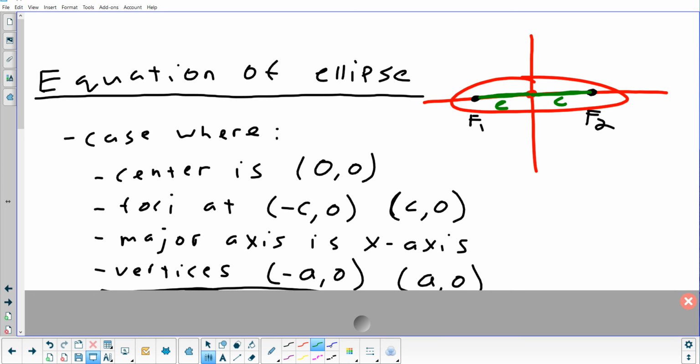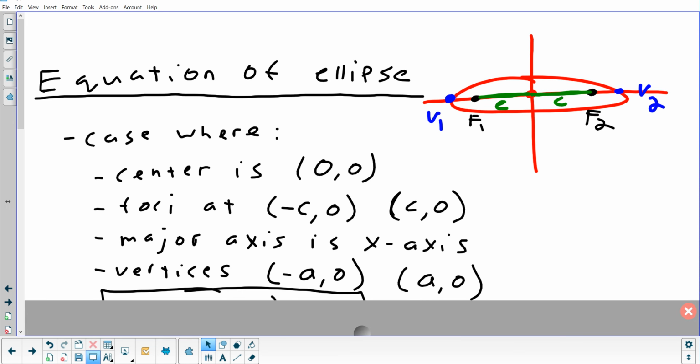Now, the vertices, let me put those in. There's a vertex. There's a vertex. Now I'm going to ask the same question about these that I just did about C. Here's the coordinates of your vertices: negative A, 0 and positive A, 0. So what would be that dotted distance from the center to the vertex? A. That's A from here to here, and it's also A from here to here.